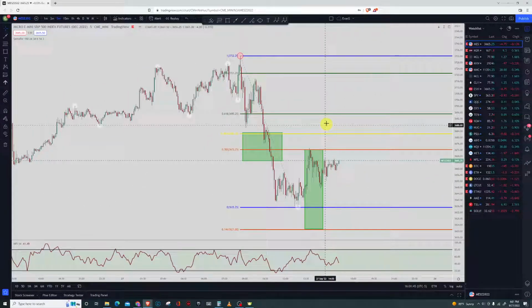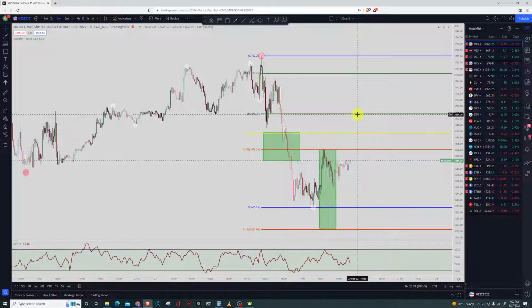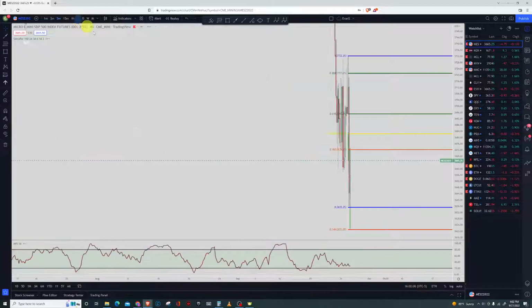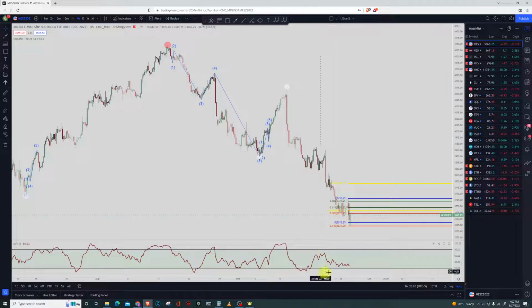But if price comes up and continues to go up, hits the 61.8, the exit moves down to the yellow line. But if price continues to go up even further without hitting the yellow line, then the next entry is going to be up here around 3721.50, and the exit is going to be the 61.8 line at 3695.25.